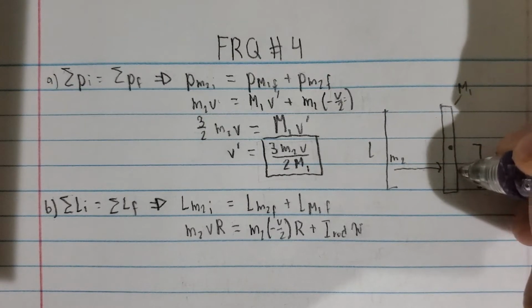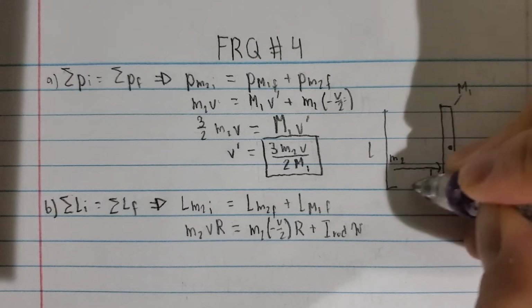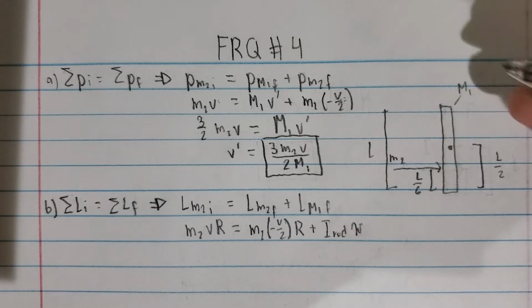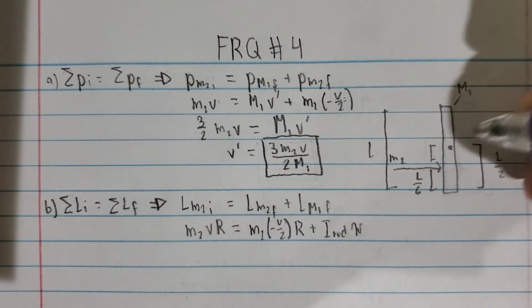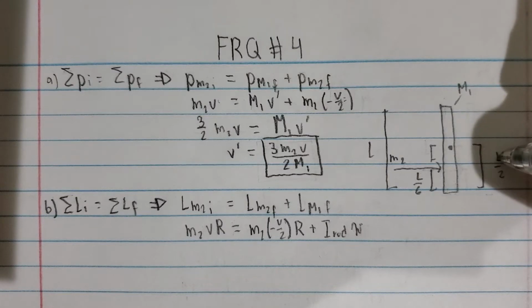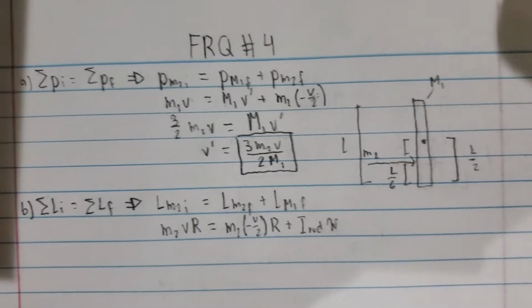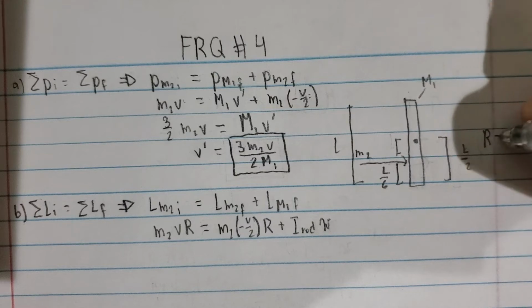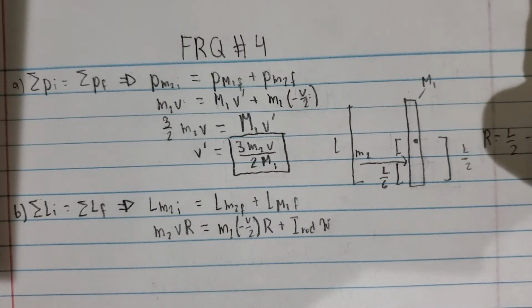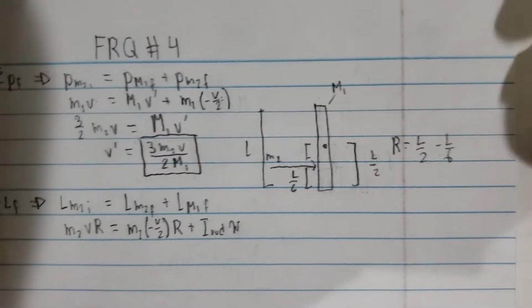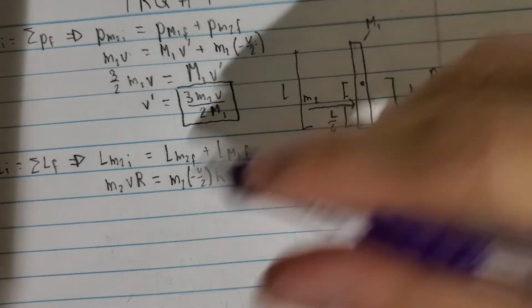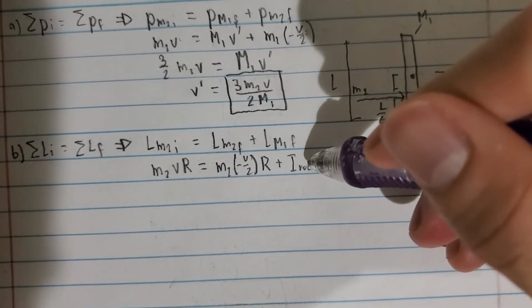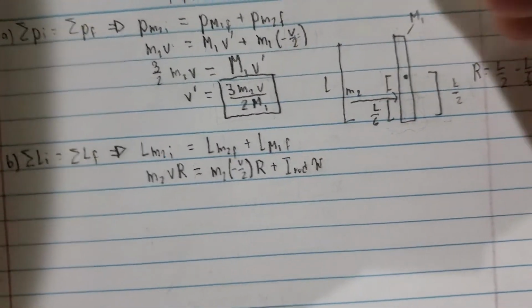We are also given that this length right here is L over 6. If we want to find the moment arm of M2, this is basically this distance right here, which we can find by subtracting this from this. So R is going to be equal to L over 2 minus L over 6. L over 2 minus L over 6 is L over 3. So that is our R. I'm going to plug that in right now, as well as my moment of inertia for the rod.